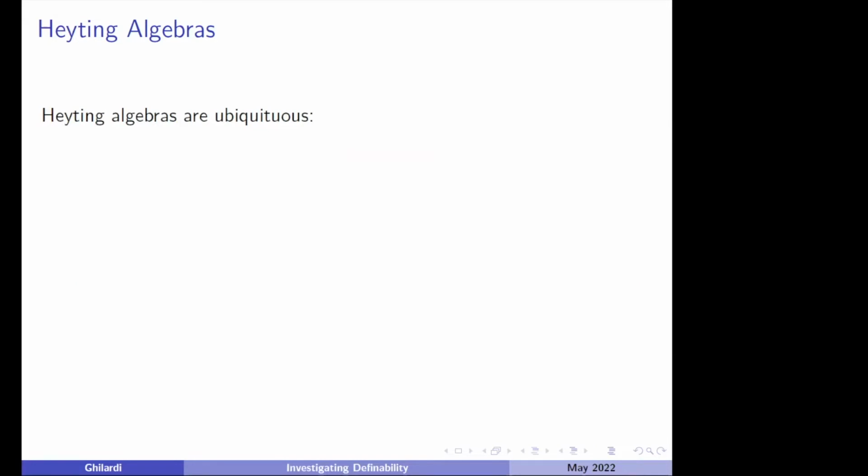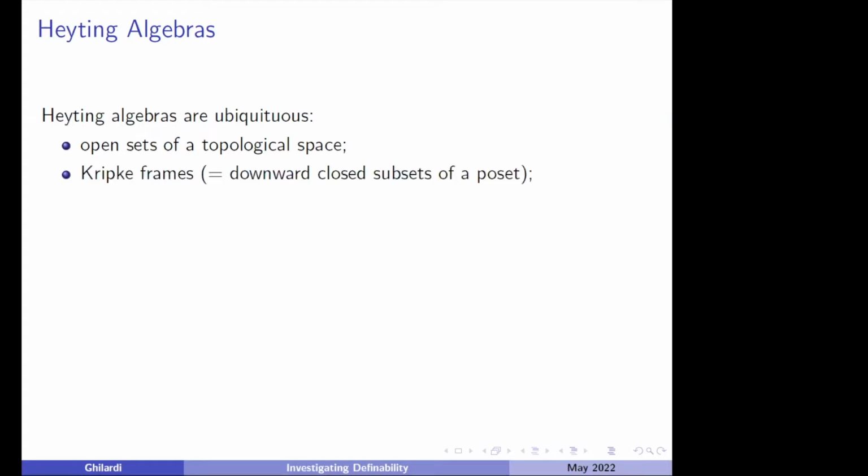Now, Heyting algebras are ubiquitous. They come very often in mathematics. The main example is the open sets of a topological space. Another example, which is in fact a special case of the previous one, is what are called Kripke frames in the literature, which are just posets in our case, and the Heyting algebra is the downward closed subsets of a poset. But we also have subtree sheaves of a sheaf. This is another remarkable example, and also subsheaves of a sheaf, which is the main example we are using. And many others.